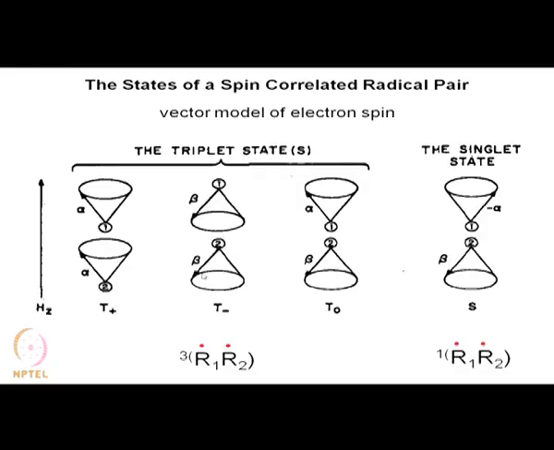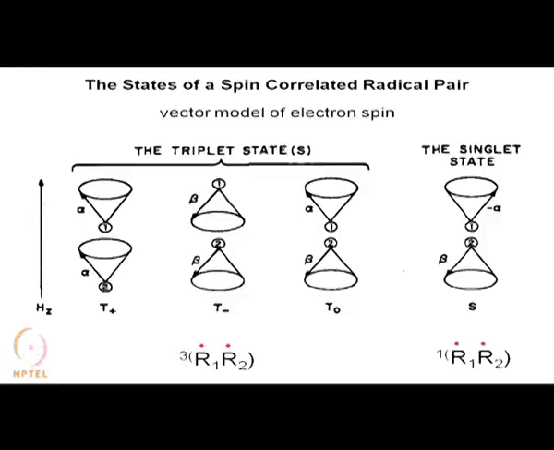Let us look into the radical pairs, the spin correlated radical pairs. There may be uncorrelated radical pairs, but we are not interested in that. We are interested in those radical pairs which are maintaining the correlation.